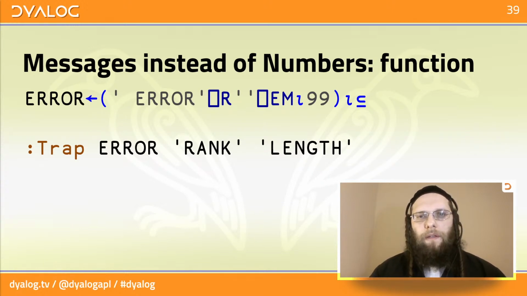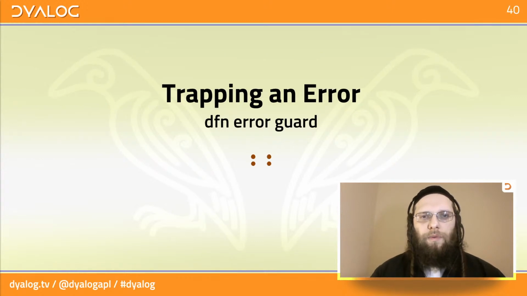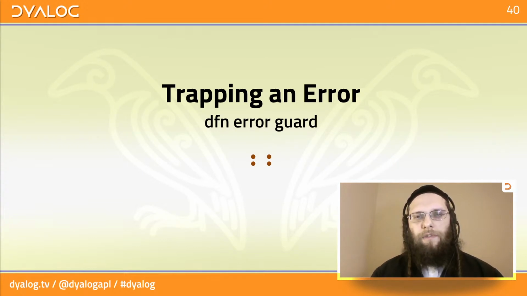Okay, now we're moving on to how to catch errors in dfns. It works entirely different than the structure we had in tradfns. You're probably familiar with guards if you've used dfns at all, where we have a condition, a colon, and then a result expression, where if the condition holds, the dfn will immediately terminate with the result of the result expression as its result, if any.